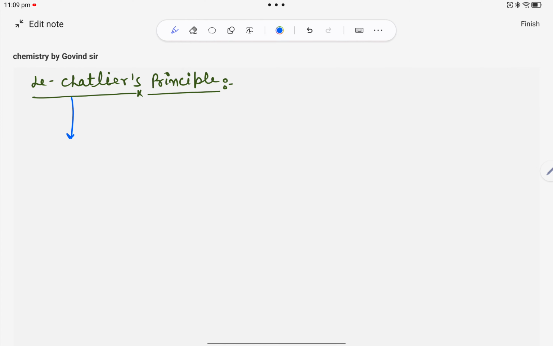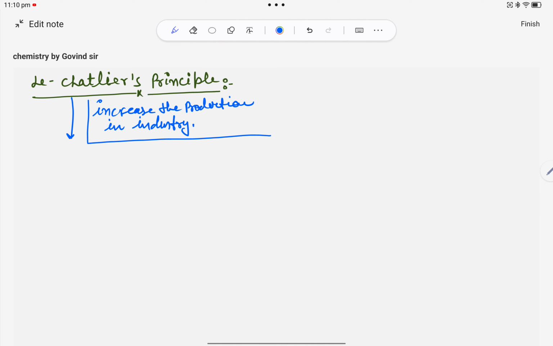Basically, it is used to increase the production in industry. This concept is used to increase the production of anything, because from the chemical reaction, what we are doing is production.